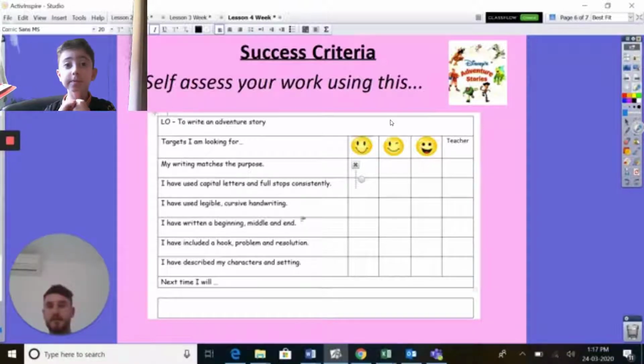It's something that you've missed out from here, so let's say you've forgotten to include an ending, you could say next time I will include an ending to show what the characters have learned and to explore any possible themes. Okay, so something along those lines.